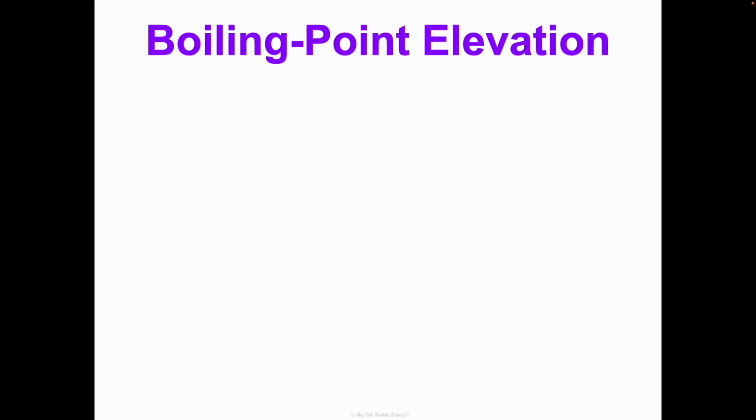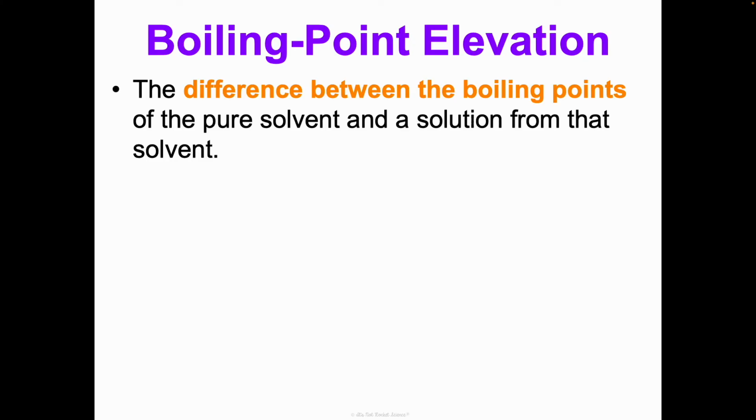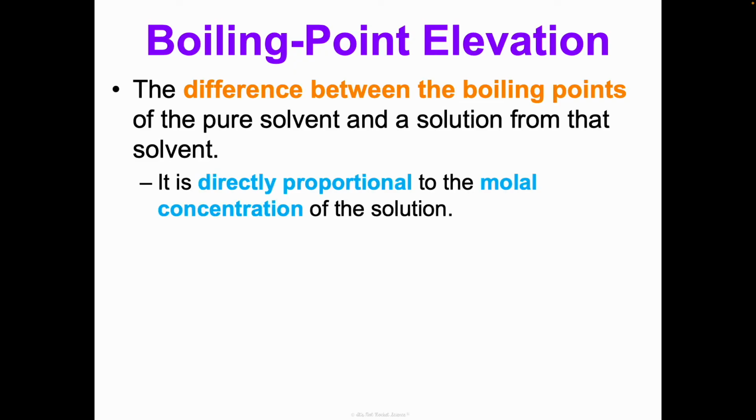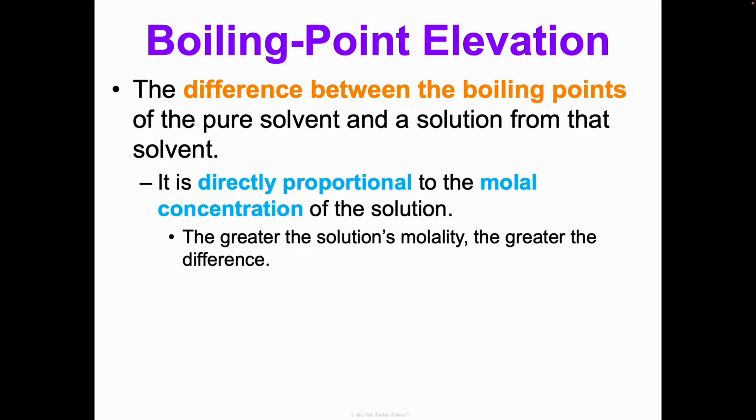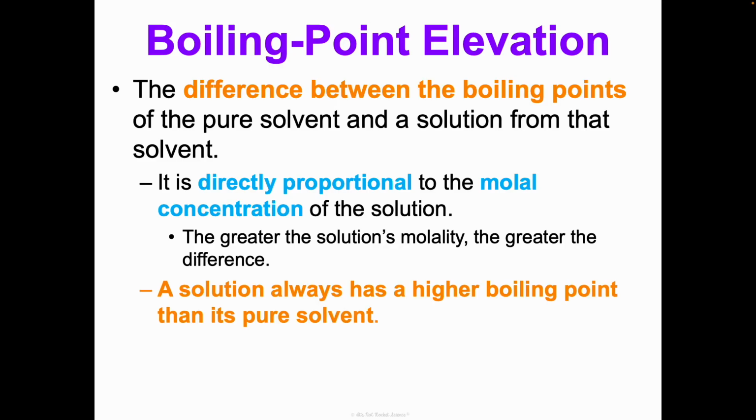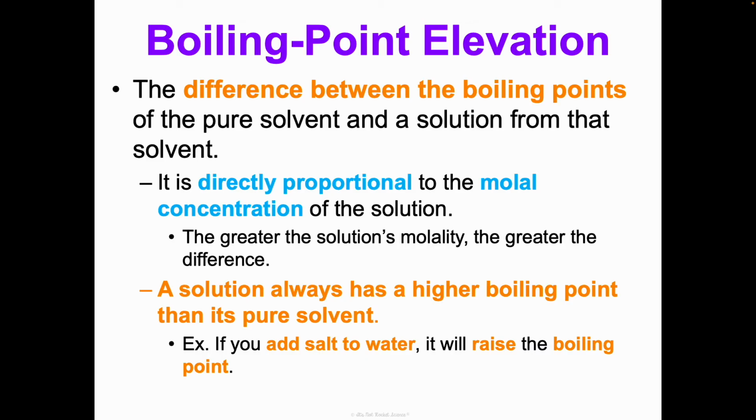Okay, another colligative property goes the opposite direction, and that's your boiling point elevation. This is the difference between the boiling points of the pure solvent and a solution from that solvent. And it's also directly proportional to molal concentration. So the greater the solution's molality, the greater the difference in the boiling points between water and salt water. Okay? A solution always has a higher boiling point than its pure solvent on its own. So if you add salt to water, it will raise the boiling point.